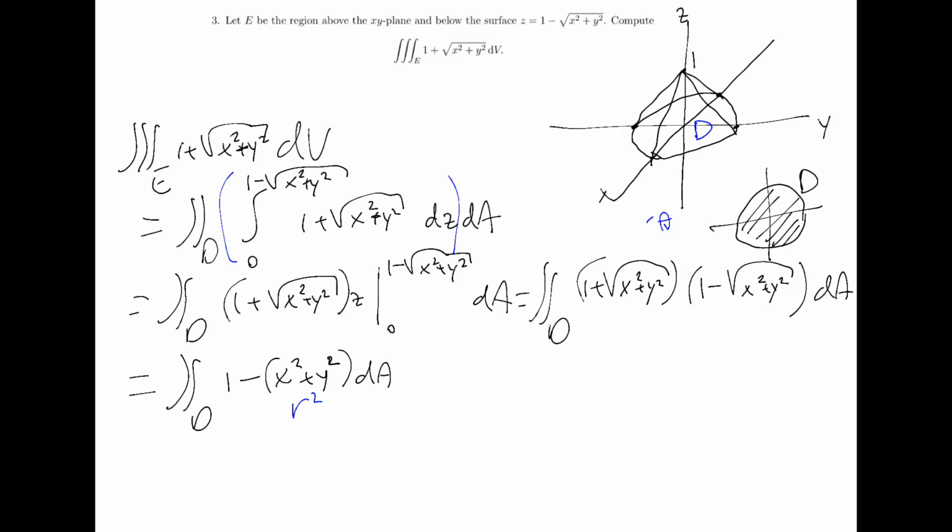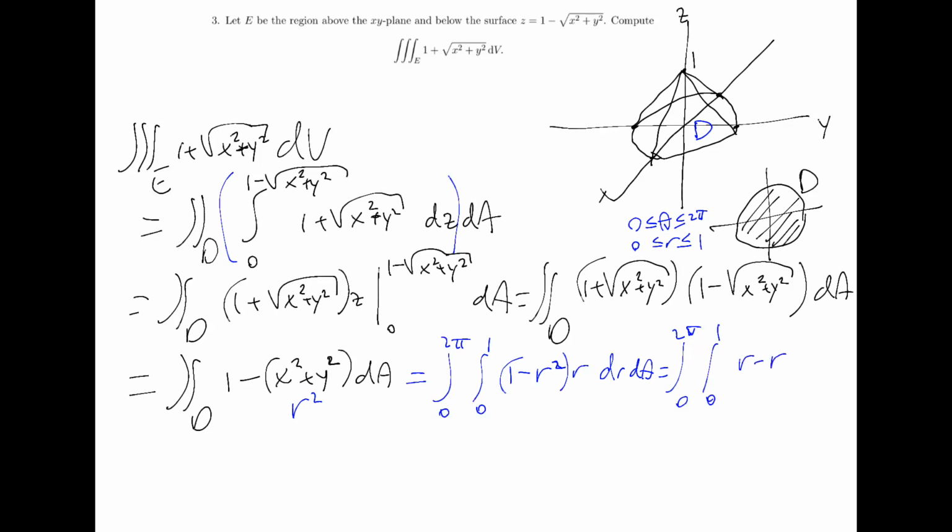So that means theta is between 0 and 2 pi, because it's the entire circle, and the radius is between 0 and 1. Let's continue this in blue. So theta from 0 to 2 pi, the radius from 0 to 1, then you have the integrand, which is 1 minus r squared. Of course, don't forget the extra r, the Jacobian, dr d theta. So what we get is just r minus r to the third. Well, that's easy to integrate with respect to r, because that's going to be r squared over 2 minus r to the fourth over 4, between the bounds 1 and 0.